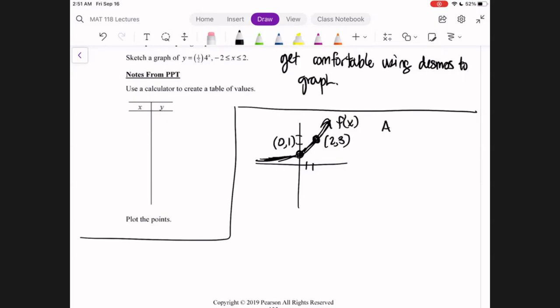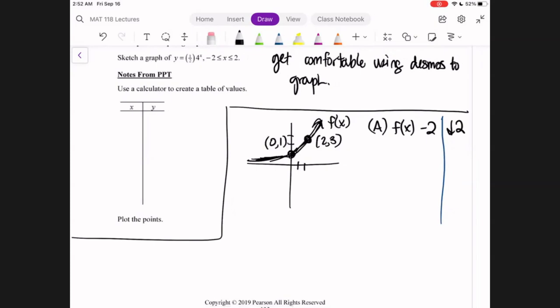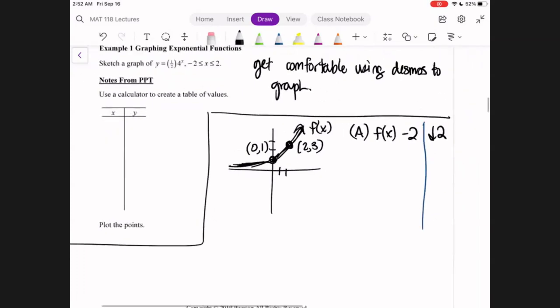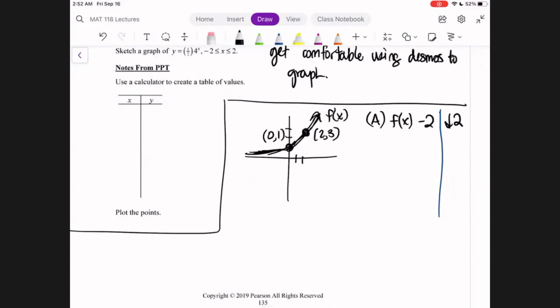So for instance, if we had, what is this going to do? So remember, if you subtract or add anything to the outside of the function, it's going to do it up or down. And so in this case, you'll go down by 2. Right, so let me just segment this out. And then you would have to take this whole graph and shift it down 2. So you would pick the correct one that shifts it down 2.